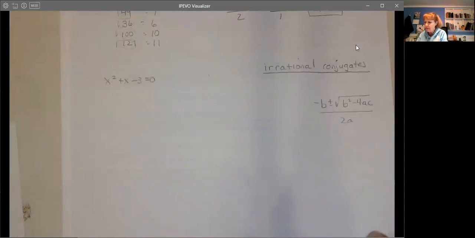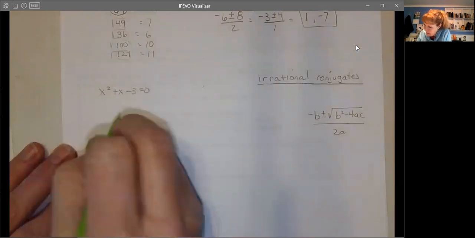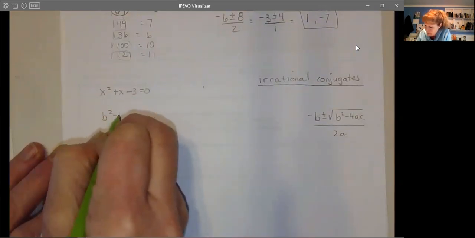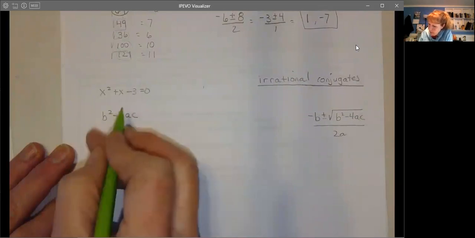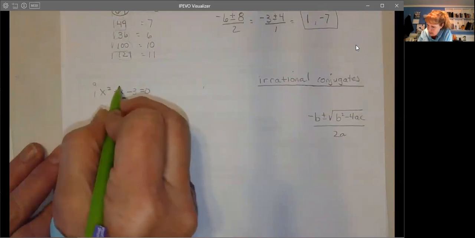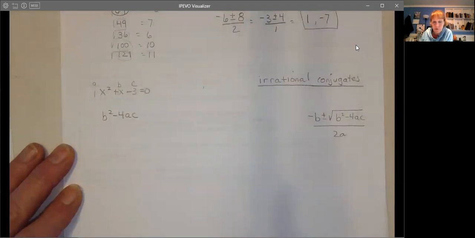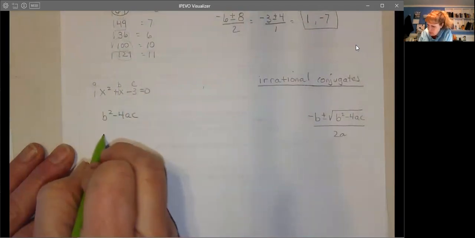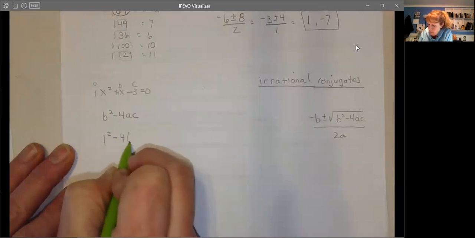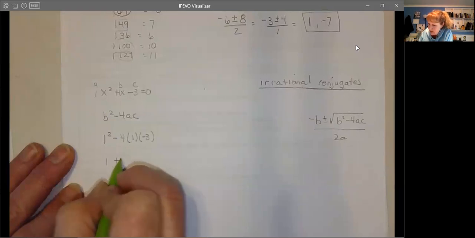But what happens if it's positive, and how do we know if it's irrational or not? Well, let's look at our discriminant. We have b squared, and let's fill that in and see what this value is. Here, a is 1, b is also 1, and c is a negative 3. So 1 squared is 1, minus 4 times 1 times a negative 3. 1 plus 2 negatives is a positive 12.